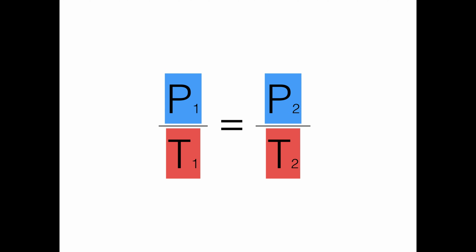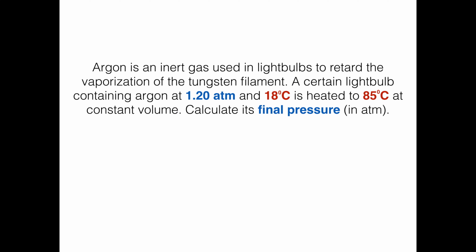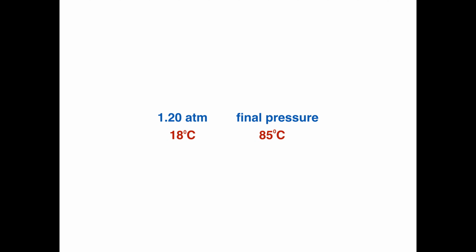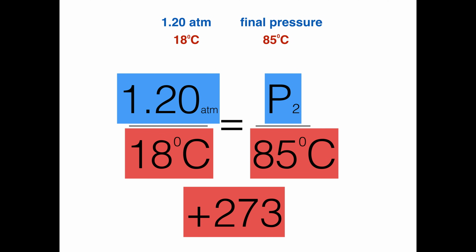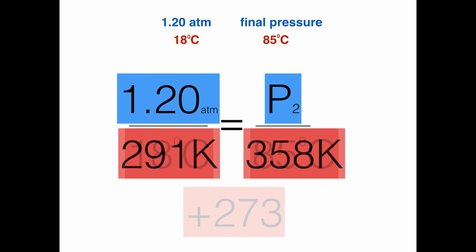I have initial conditions and final conditions. And let's highlight those conditions. So 1.2 atmospheres, and then I want to find what the final pressure is, and then I have 18 and 85 Celsius. But there's a problem with this. If you recall, STP, standard temperature and pressure, the unit for temperature is not in Celsius, it's actually in Kelvin. So I need to change that. To change Celsius into Kelvin, I need to add 273. And that gives me 291 and 358. So now I can actually do my arithmetic.